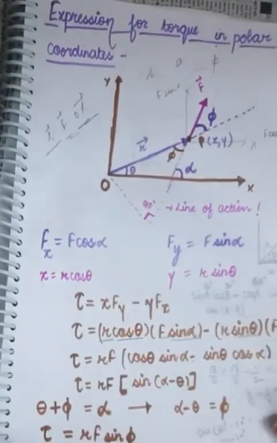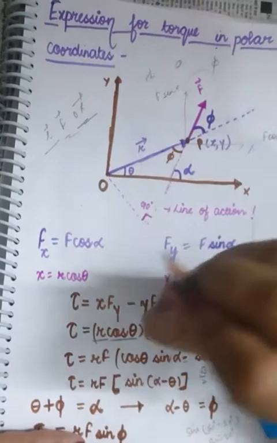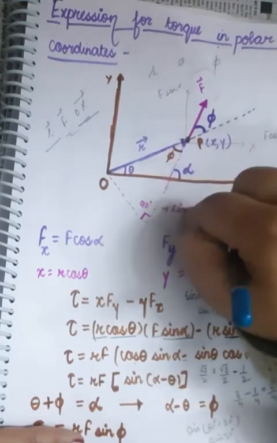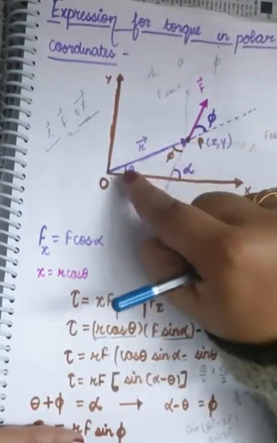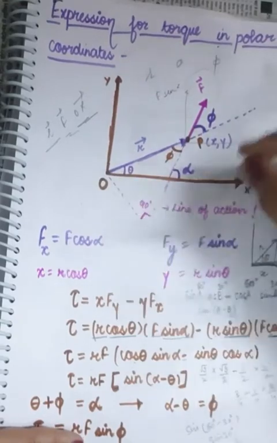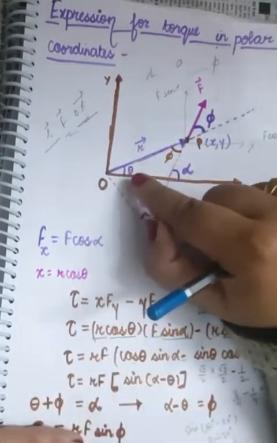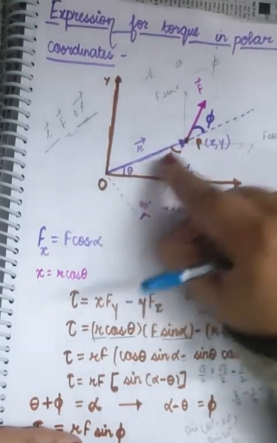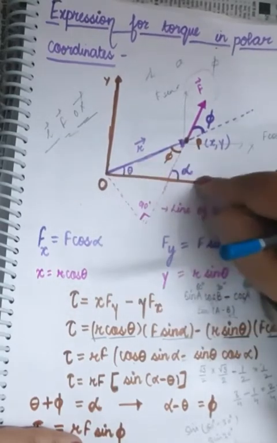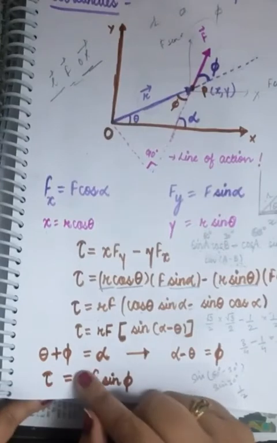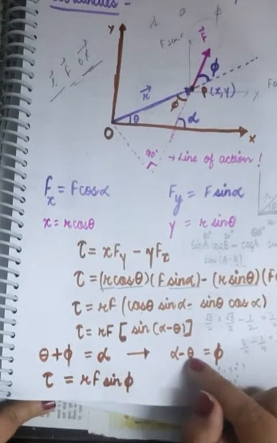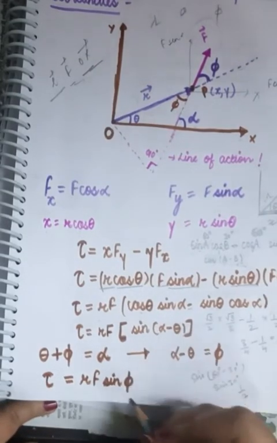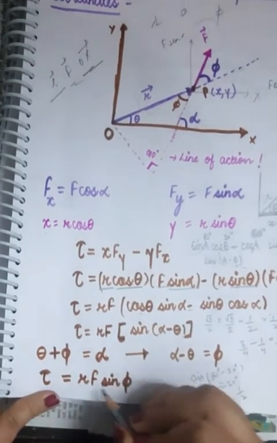But now there's an interesting observation which you should keep in mind. You know that the sum of interior opposite angles of a triangle is equal to the exterior angle, right? These are two interior opposite angles with respect to alpha. So when you do theta plus phi, you will get alpha, because these are two interior angles. So theta plus phi equals alpha, so alpha minus theta will be equal to phi. So instead of writing alpha minus theta here, I can write phi here. So torque becomes equal to RF sine phi.